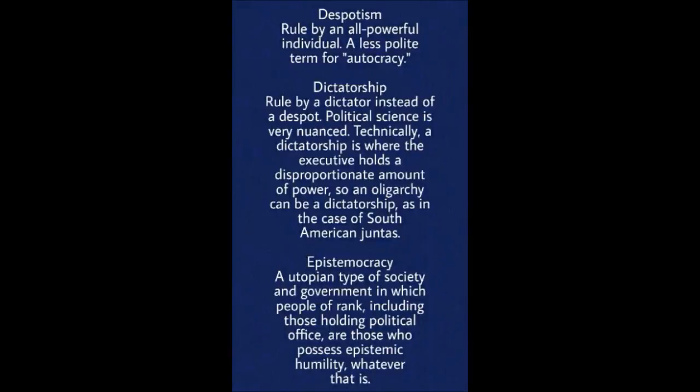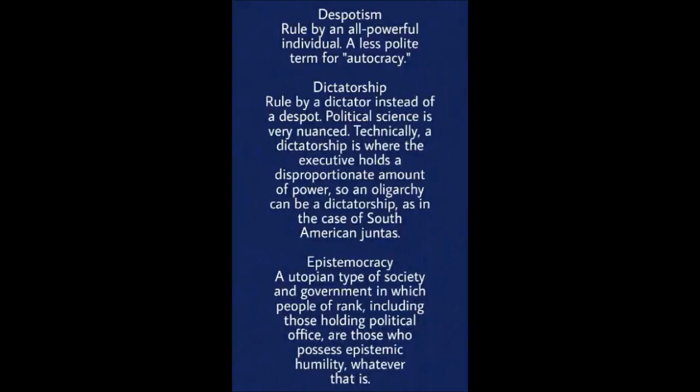Despotism, rule by an all-powerful individual, a less polite term for autocracy. Dictatorship, rule by a dictator instead of a despot. Political science is very nuanced. Technically, a dictatorship is where the executive holds a disproportionate amount of power, so an oligarchy can be a dictatorship, as in the case of South American juntas.